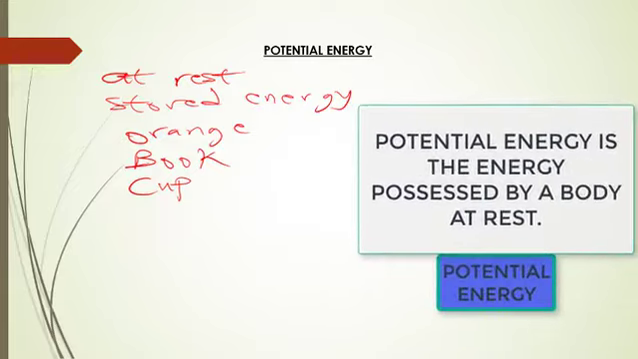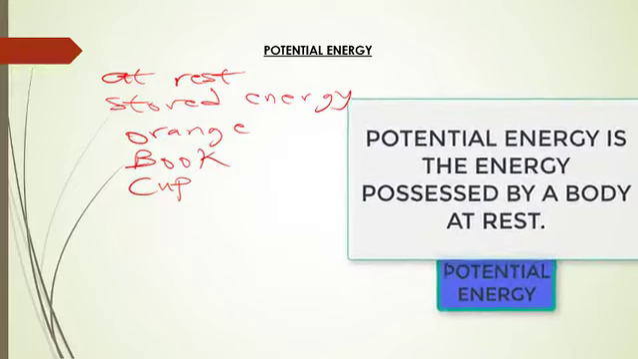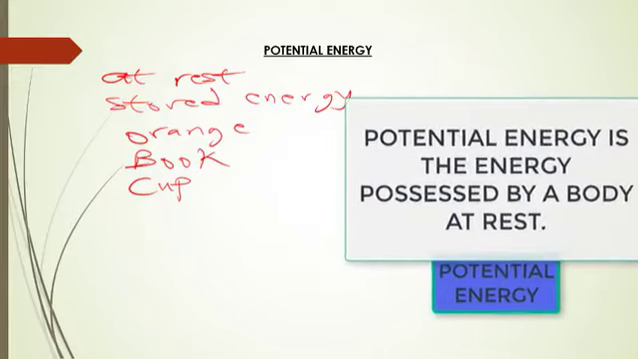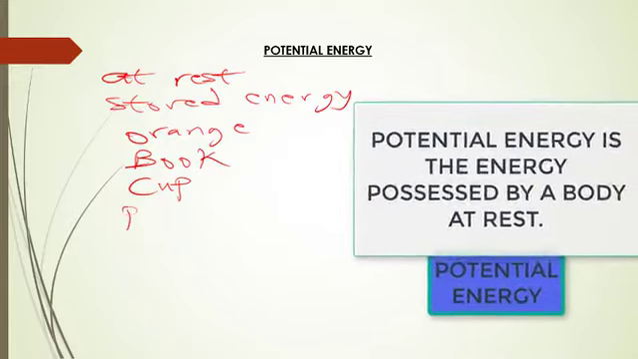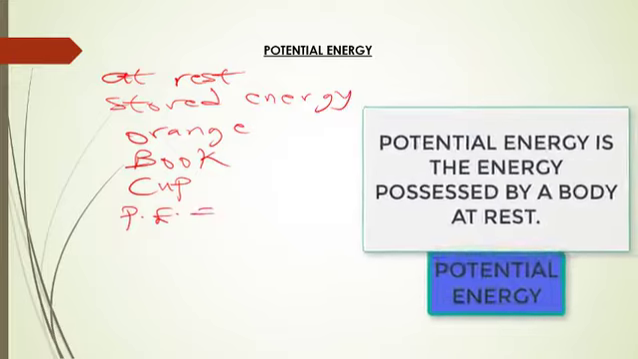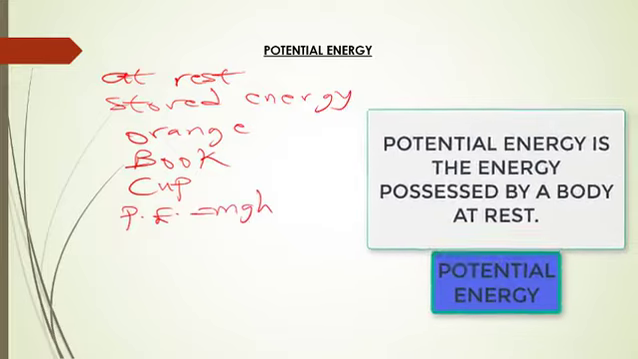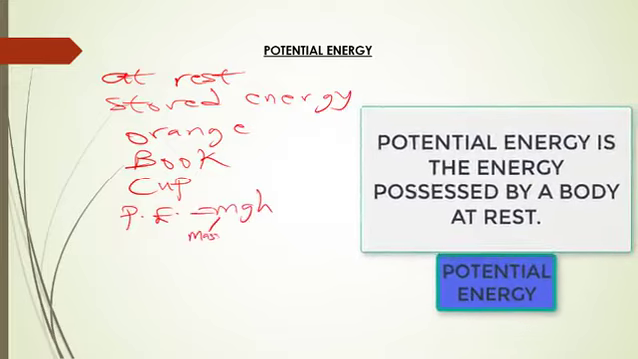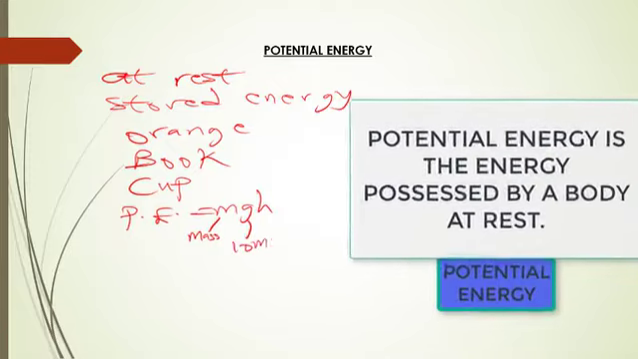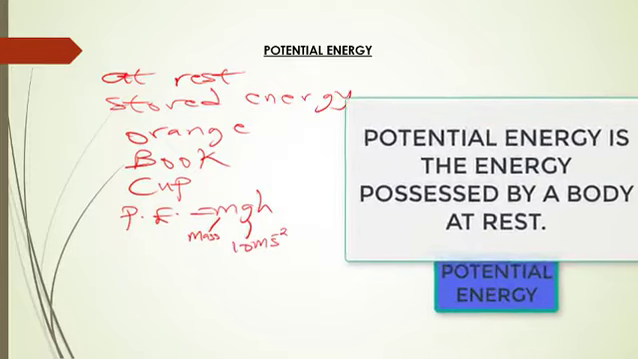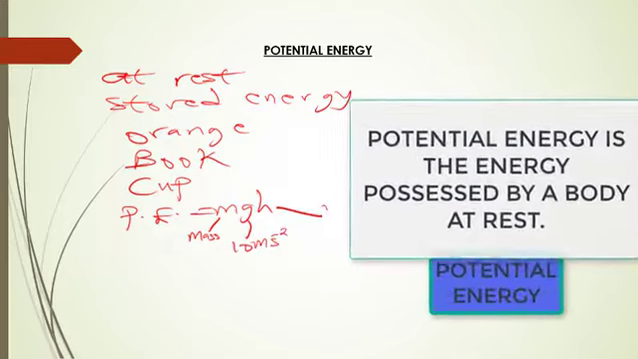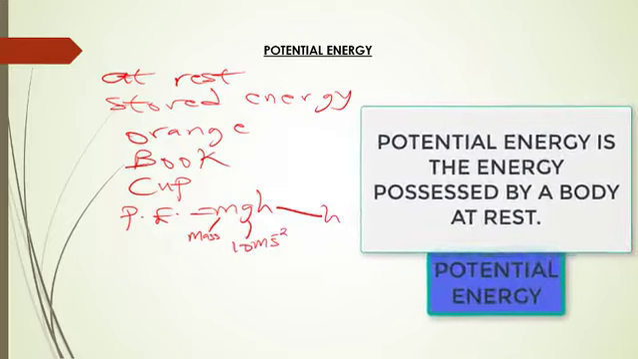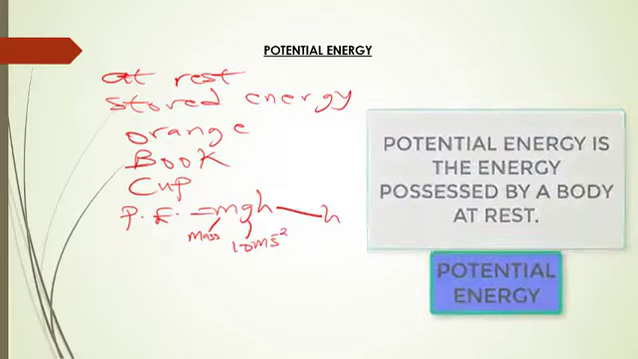When you sit on your chair, you're not moving, you possess potential energy as well. But then it's given by the equation PE equals mgh, where m is the mass of the body, g is acceleration due to gravity, which has a value of 10 meters per second squared, and h is the height of that body.